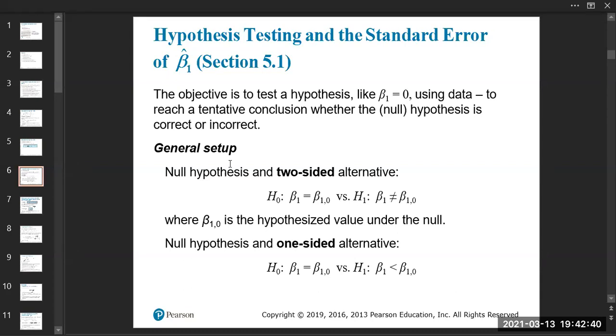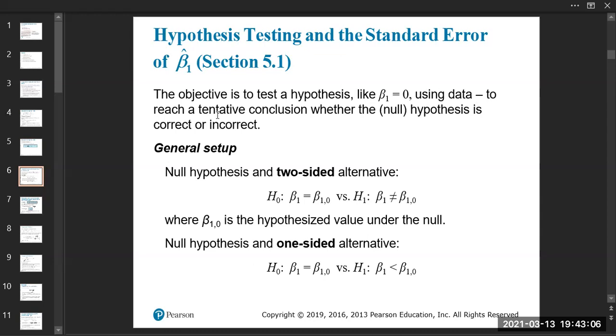So now the objective is to test a hypothesis, like whether the slope is zero or not. It's very typical for us to test whether the slope is zero or not, but in some cases, it could be whether the slope is -2 or not, or whether the slope is larger or smaller than -2.